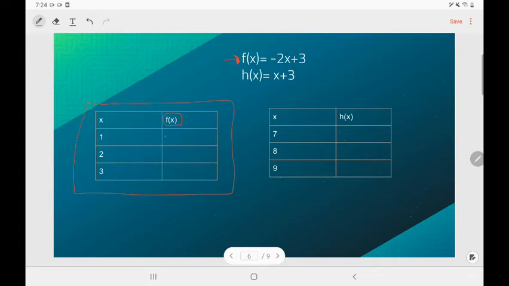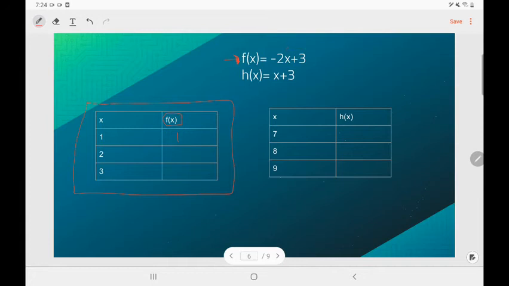So in order to fill out this first box, I'm going to insert a 1 into my function. So taking out the x and inputting a 1. Negative 2 times 1 is negative 2, plus 3 is 1. And I'm going to do that for each of my values.